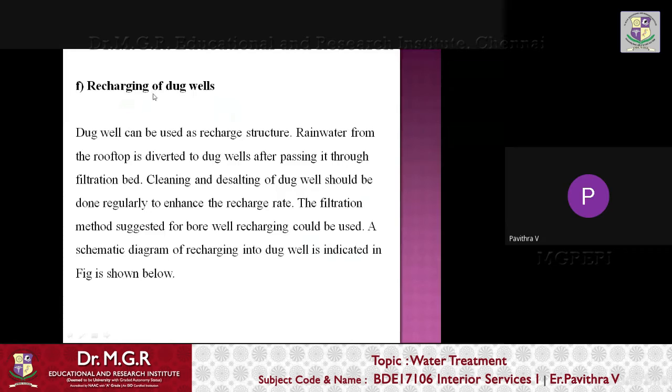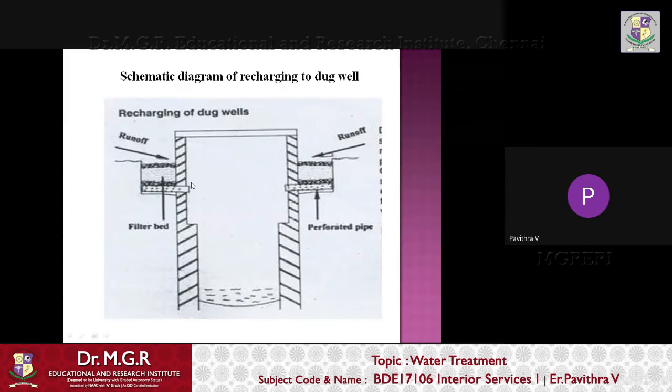And next is recharging of dug wells. So this is the dug well, in which the water flowing on the road surface is collected as runoff on both the sides, and the filter medium will be provided in this. After the water undergoes the filter medium, it will be stored in the wells. We had also seen about tube wells, I think.